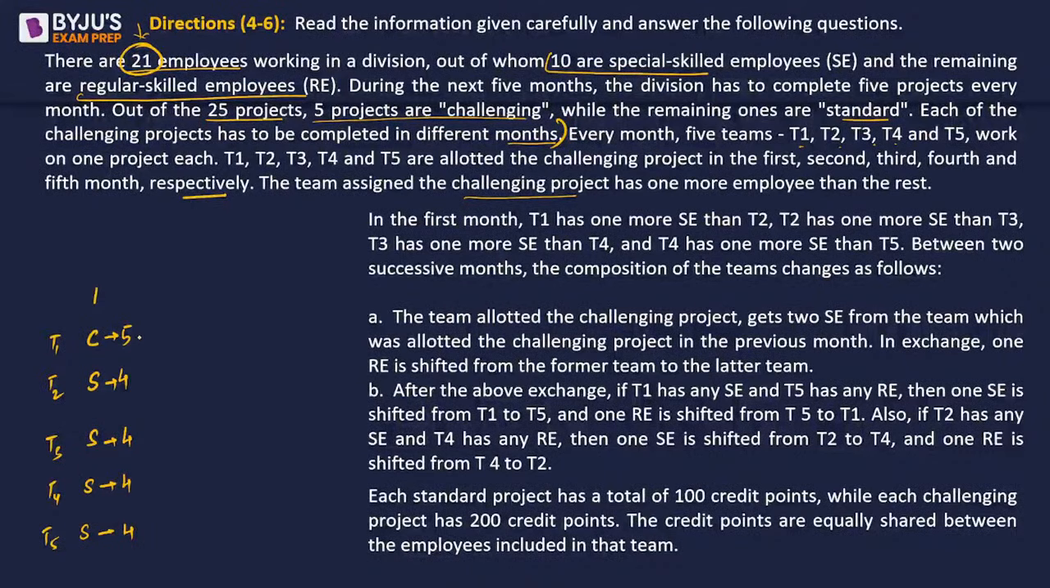Okay, so how are these 21 divided? This is the way in which 21 employees are divided. Second month में क्या होगा? T2 के पास challenging आ जाएगा और सबके पास standard. ठीक है? And again the number of employees given: 4, 5, 4, 4, and 4.